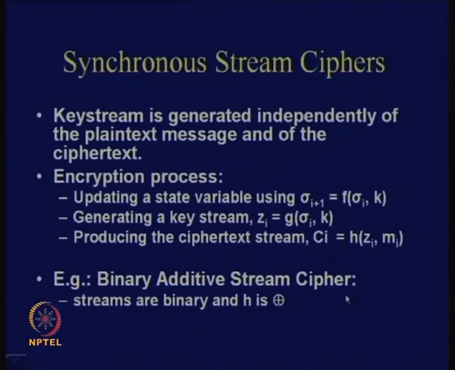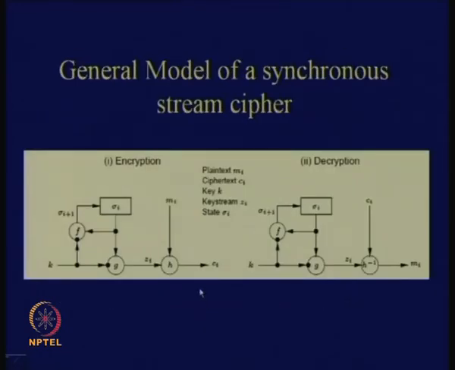So, that is the definition of synchronous stream ciphers. This is a pictographic description. You can see it is the same thing: we take sigma i, which is the state variable, and there is a corresponding k value. Using both of these, we keep on using the function f to keep updating the state variable. The moment we have the state variable, we operate upon it with the key also, and we obtain the key stream, which we act upon the message to get the ciphertext, right.